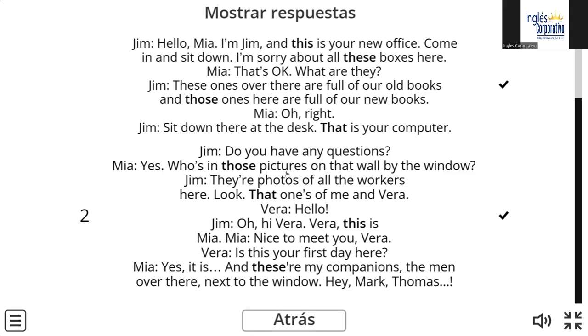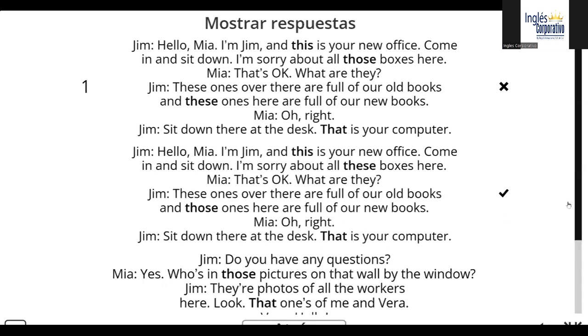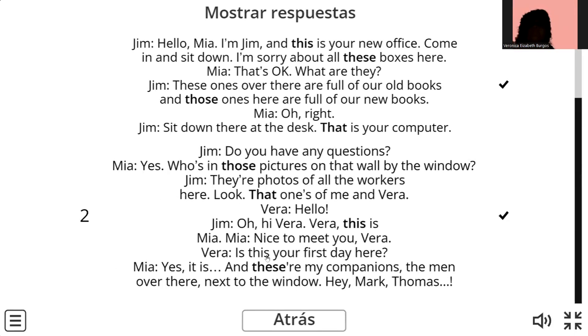Yes. Who's in those pictures on that wall by the window? They're photos of all the workers here. Look, that one's of me and Vera. Hello. Oh, hi, Vera. Vera, this is Mia. Nice to meet you, Vera. Is it your first day here? Yes, it is.